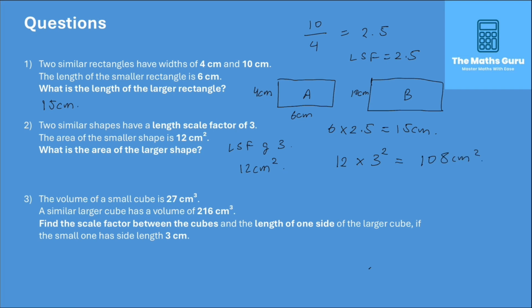Okay, the volume of a small cube is 27 centimeters cubed. A similar large cube has a volume of 216 centimeters cubed. Find the scale factor between the cubes and the length of one side of the larger cube, if the small one has the side length 3 centimeters. Okay, perfect. So we've been given our larger volume equal to 216 and our smaller volume is equal to 27.